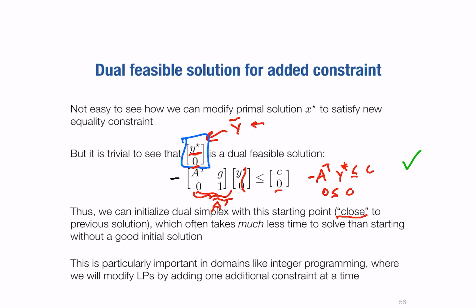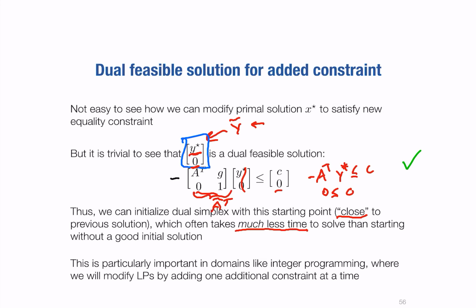To be clear, you still have to take steps in the dual simplex, right? We only have an initial feasible point. We don't have an optimal point. But typically, because we haven't changed our solution too much, it takes many, many fewer steps, so much less time to solve than if we start our new problem anew with the simplex method.